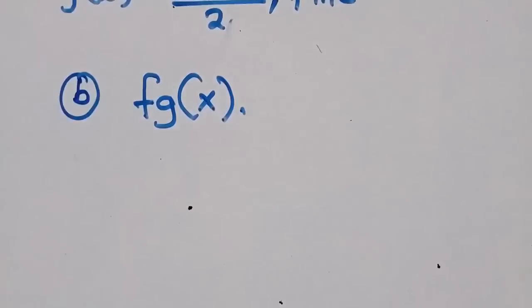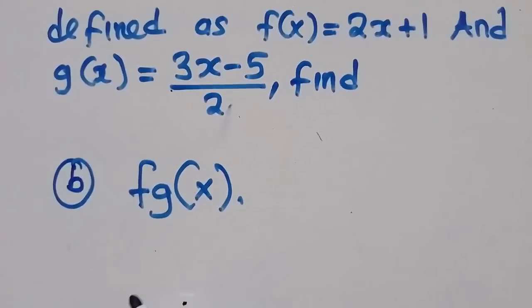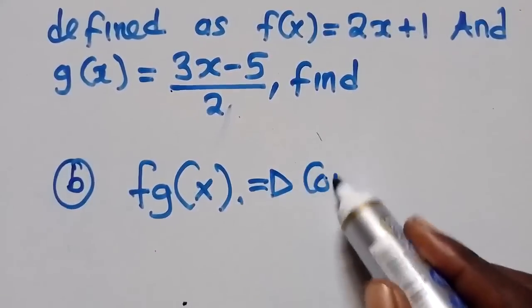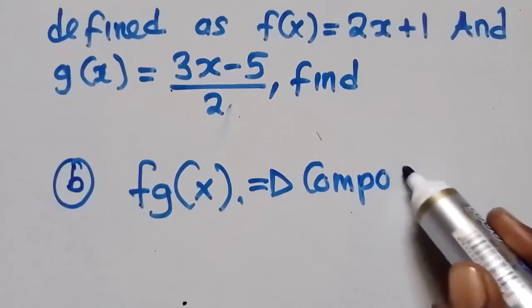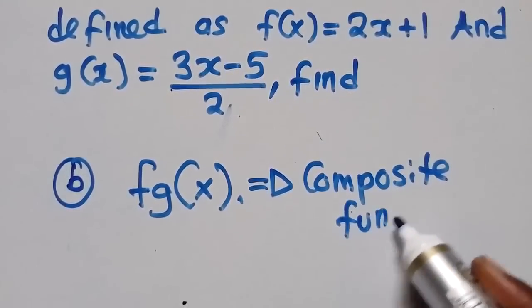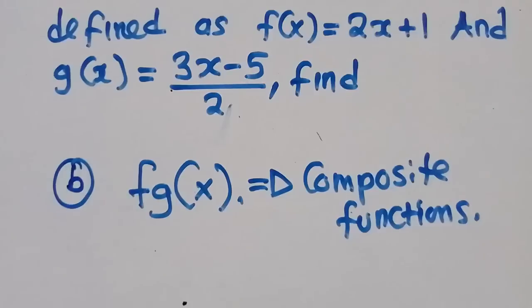This is what we are told to find. You are told to find fg of x. These are called composite functions, where you combine two functions to form one function.